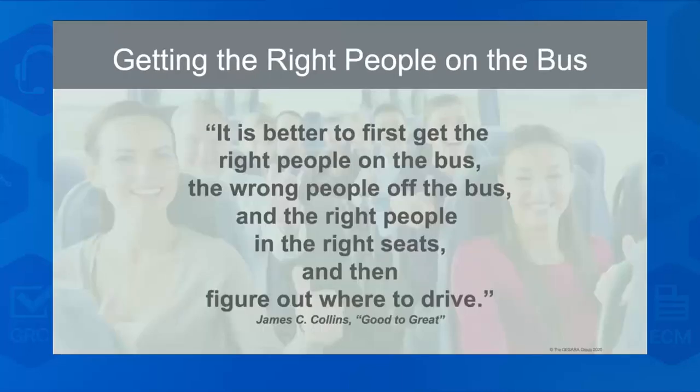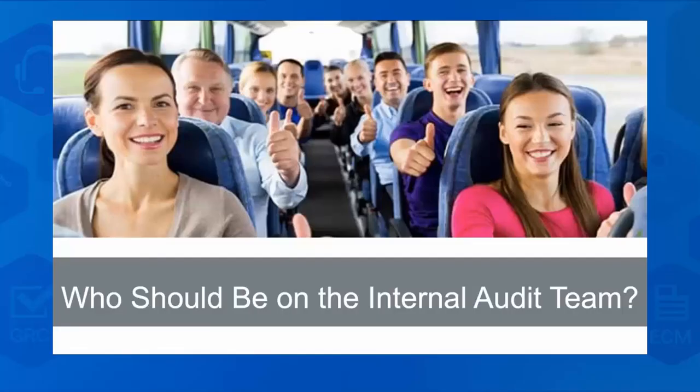Well, I'm a big reader, and I like the book Good to Great from Jim Collins. I think it was written probably 20 years ago, and it's still a perennial bestseller. Jim Collins said it's better to first get the right people on the bus, the wrong people off the bus, and the right people in the right seats, and then figure out where to drive. And that goes for audit programs as well. Who before how. So who should be on your bus on the internal audit team?